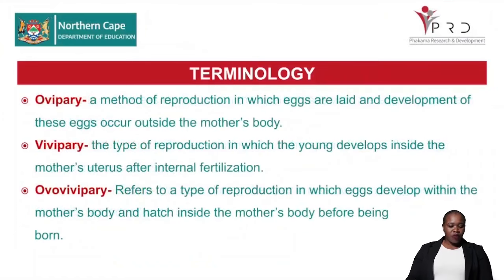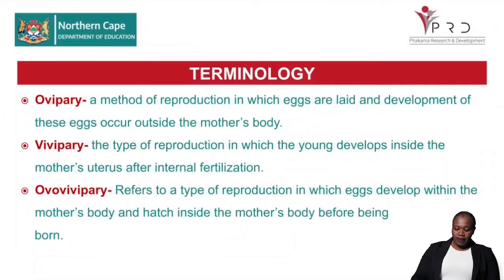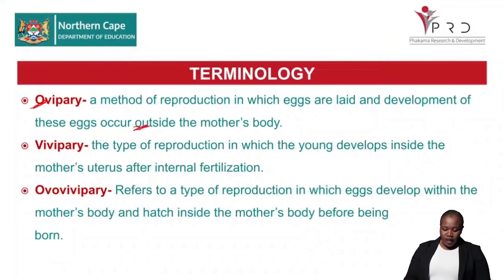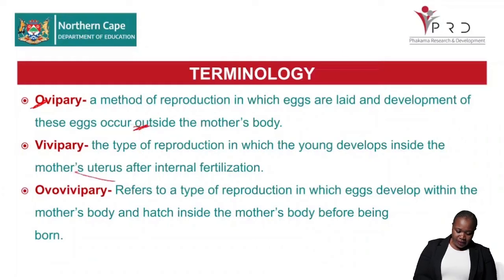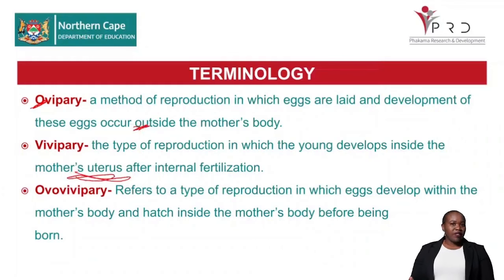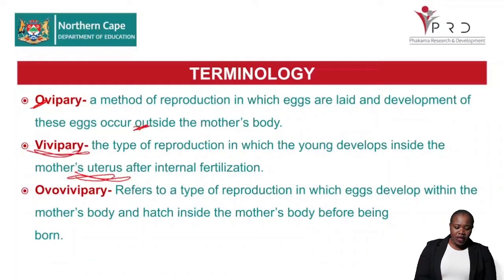All right, and then we have ovipary, a method of reproduction in which eggs are laid and development of these eggs occurs outside the mother's body. So that is ovipary, right? Ovipary, outside the mother's body. Vivipary, a type of reproduction in which young develop inside the mother's uterus after internal fertilization, right? So fertilization with vivipary always has to be internal.